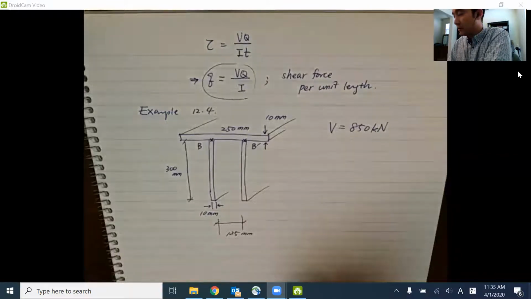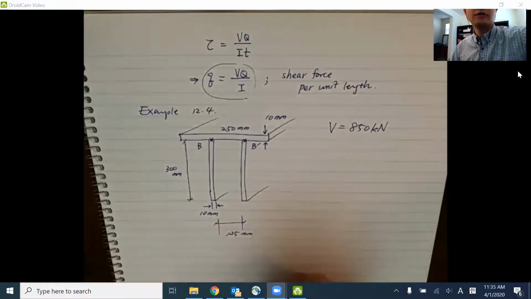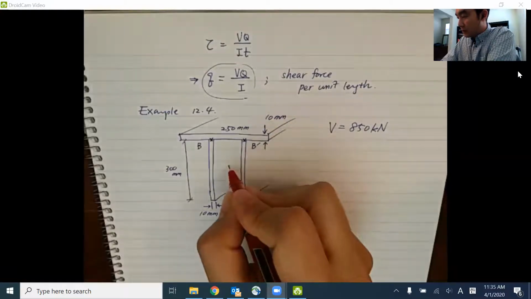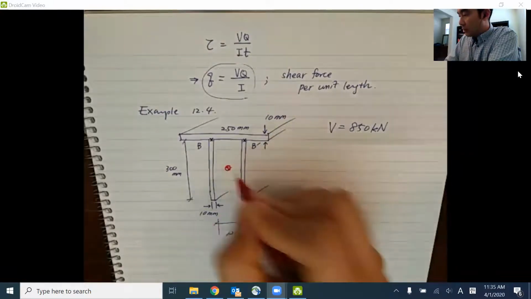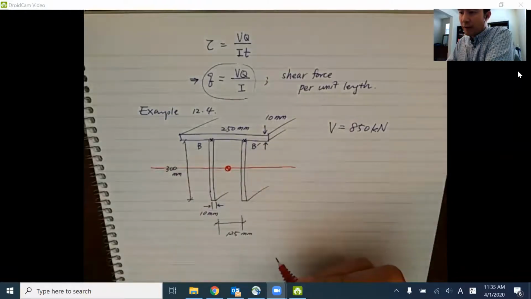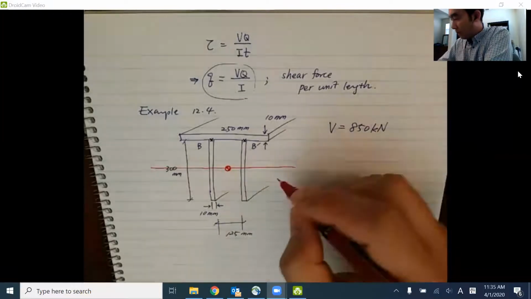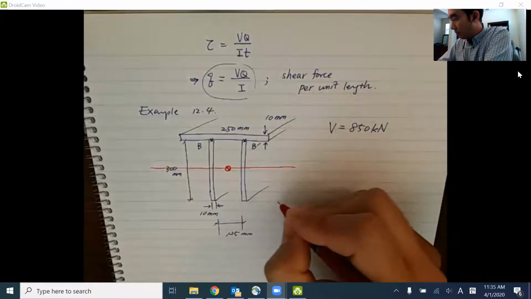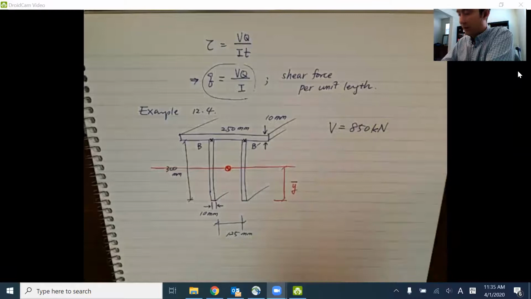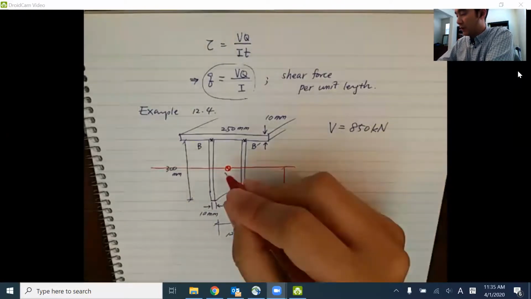So first of all, in this case, we have to identify the location of the centroid for the entire section. So let's say here is the centroid of the entire section, then it is going to be the neutral axis, right? So we have to find out the distance either from the top or the bottom. I'm going to just measure from the bottom. So let's say this is y bar. So the first step is we have to find out the location of the centroid for the entire section.